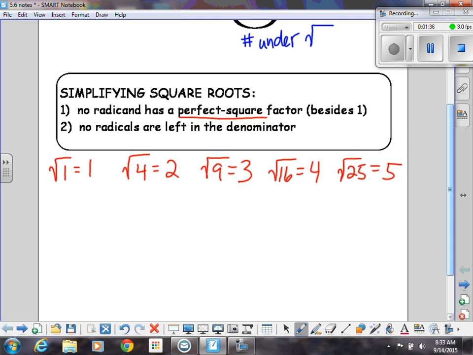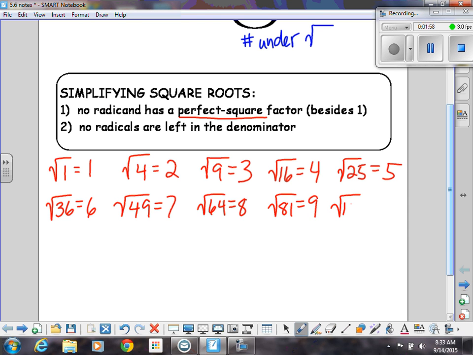I'm going to write them all here just so we can refer back to them in case we need them. The thing I need you to know is how to generate these numbers. And I would like for you to know them all the way up to 100, at least. Because the square root of 100 is 10.